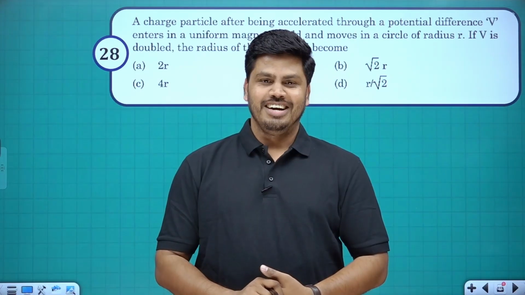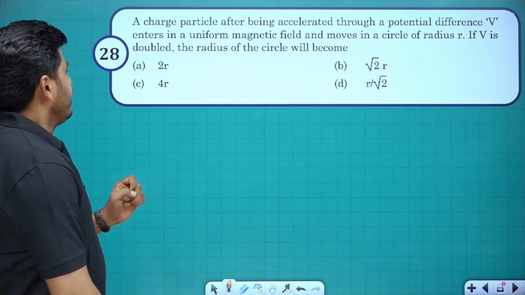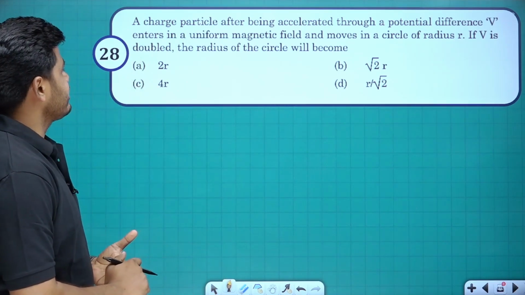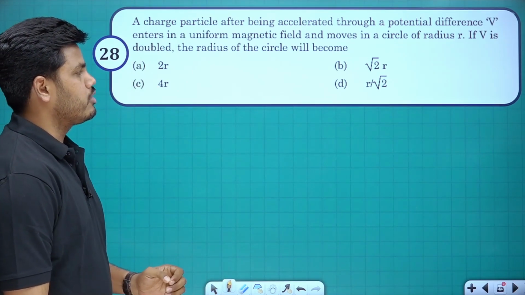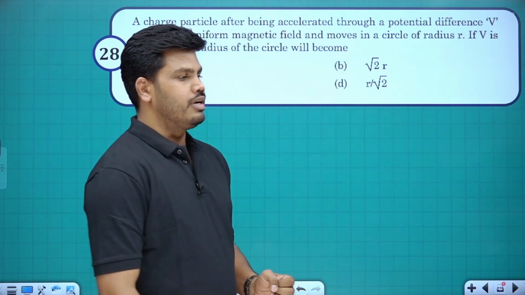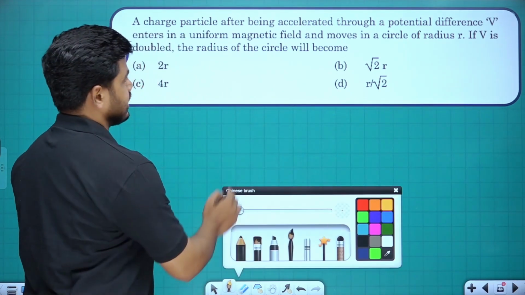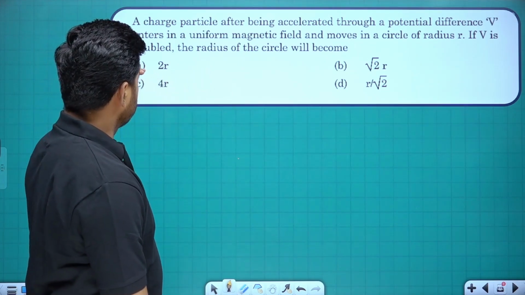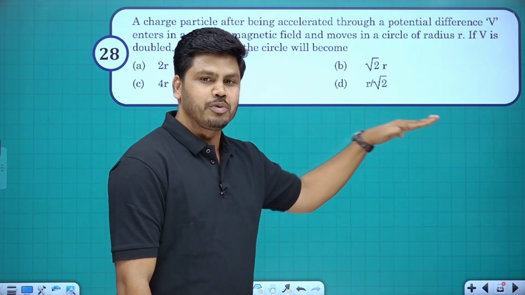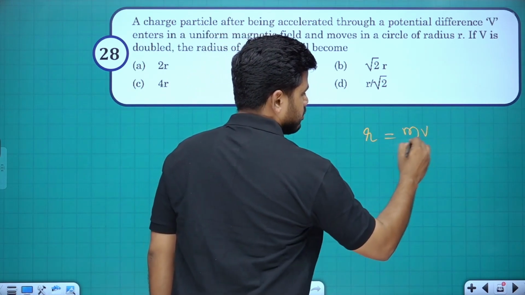Question number 27. Okay. Hi everyone. Let's continue with question number 28. A charged particle, after being accelerated through a potential difference V, enters in a uniform magnetic field and moves in a circle of radius r. If V is doubled, the radius of the circle will become. Okay, we know when a charged particle enters a uniform magnetic field, it is undergoing a circular path, which means it is going normal to the magnetic field, right? Yes. So we know the equation R is equal to mv divided by qB.